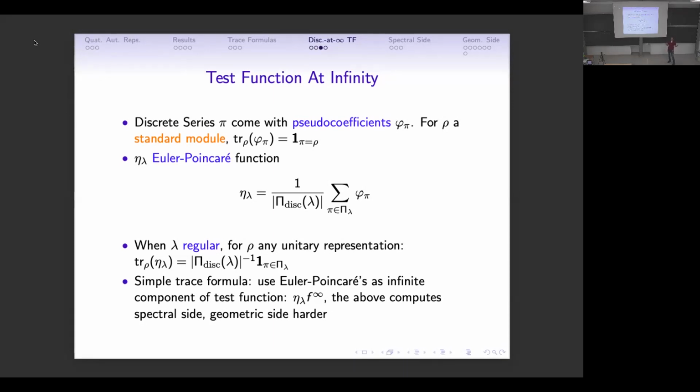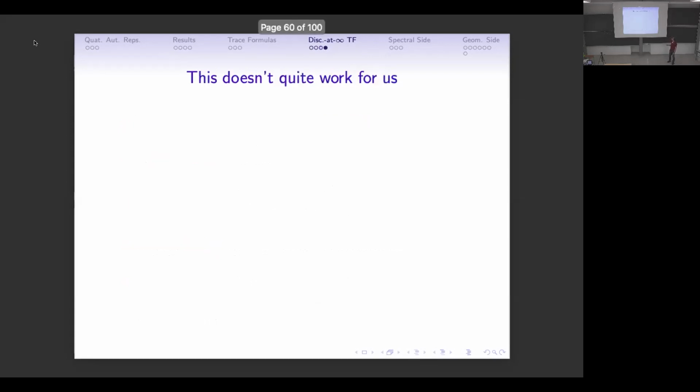Okay, so we have this great trace formula that lets us compute stuff explicitly when we're looking at automorphic representations with discrete series at infinity. However, if you were paying attention, there are a few problems applying this to our specific case. So it doesn't quite work for what we want to do.